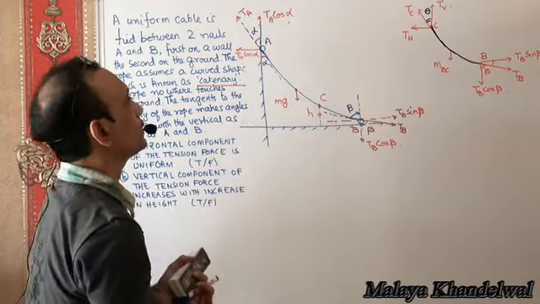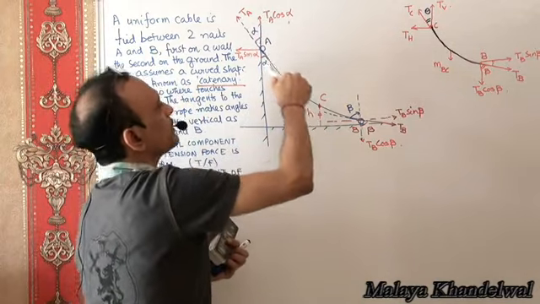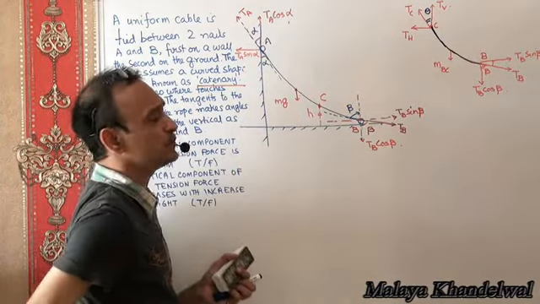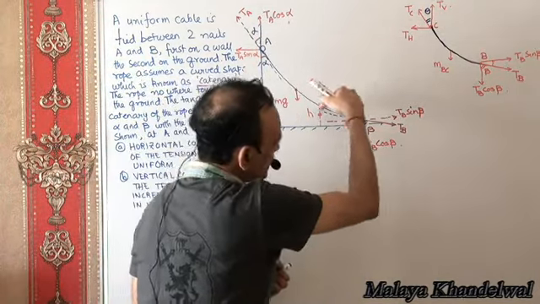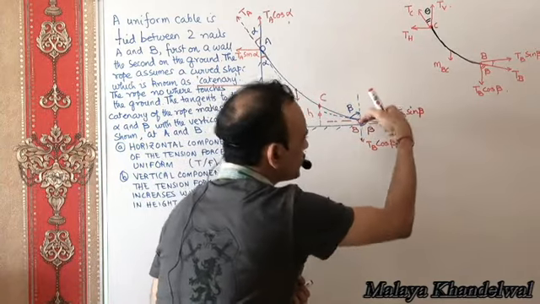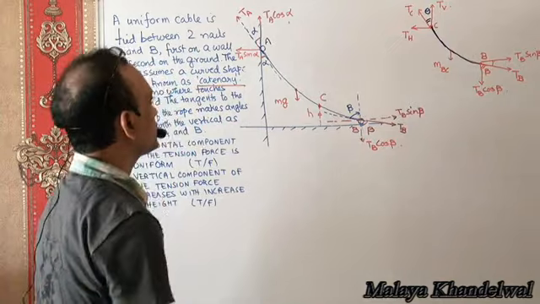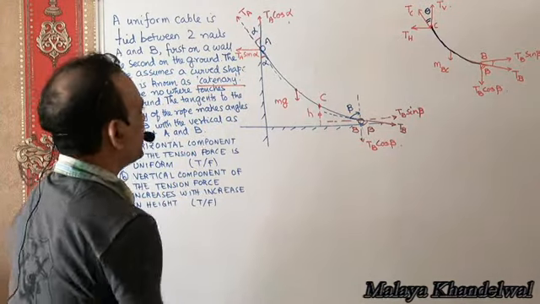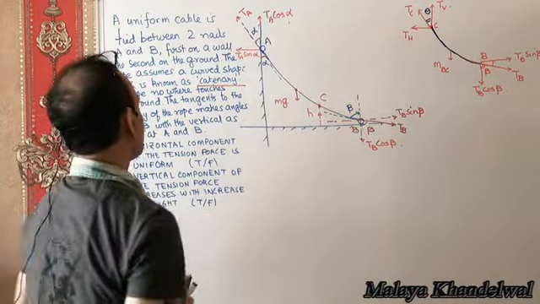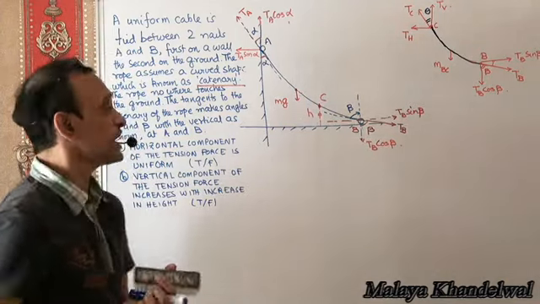Now, the tangent at A is known to make an angle alpha with the vertical, and the tangent at B, this is the tangent at B, this end of the rope makes an angle beta with the vertical, right? And mg is the total weight of the rope.